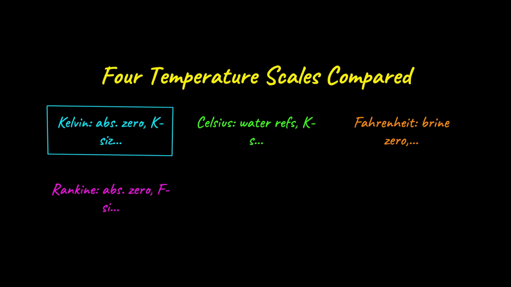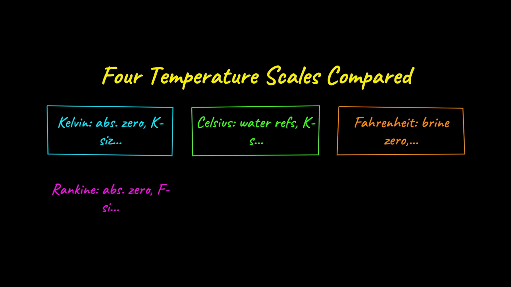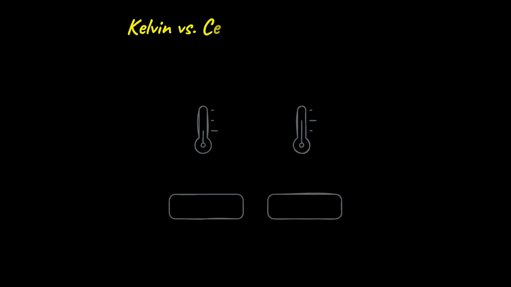The four common scales split along two axes: where 0 sits and how large each degree is. Kelvin and Rankine both anchor to absolute zero, while Celsius anchors to water's freezing point and Fahrenheit to a brine solution. Kelvin and Celsius share the same degree size. Fahrenheit and Rankine share a smaller degree size.